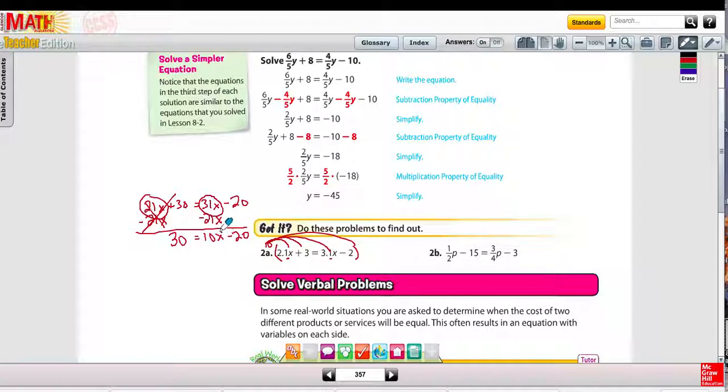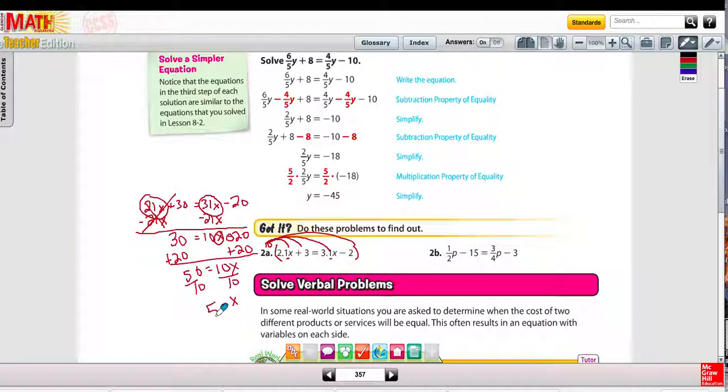Again, I'm trying to isolate that variable. So I'm going to get rid of the 20 by adding it. Why adding it? Because it was subtracting 20. And the opposite or the inverse operation from subtracting is adding. So I'm going to add 20 to the left. 30 plus 20 is 50 equals 10x. Divide by 10, divide by 10, x equals 5.